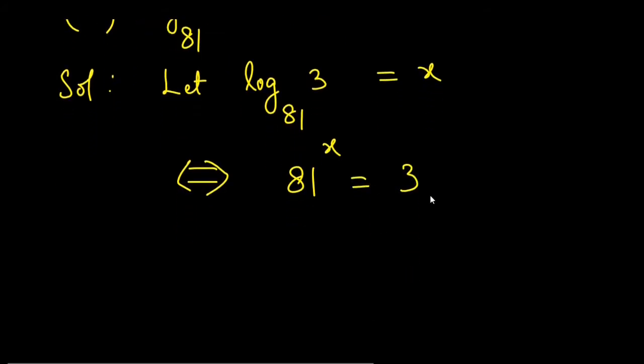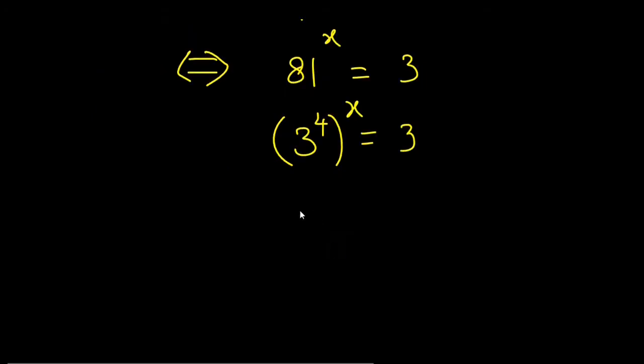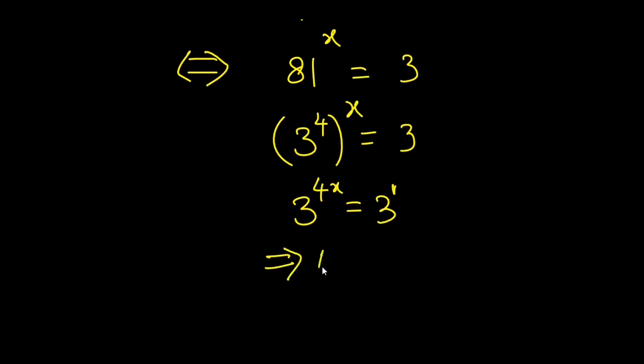On the right side we have 3. On the left side, let us write 81 as a power of 3. So 3 power 4 is 81, whole power x. 3 power 4 whole power x is equal to 3, so 3 power 4x is equal to 3 power 1. When bases are equal, the exponents are also equal. This implies 4x is equal to 1 and x is equal to 1 by 4.